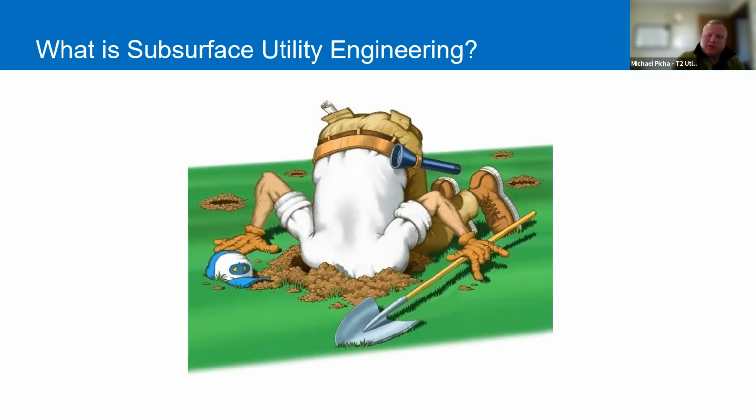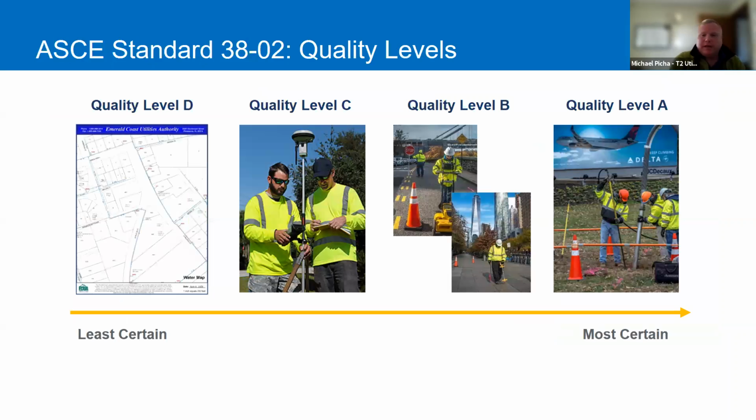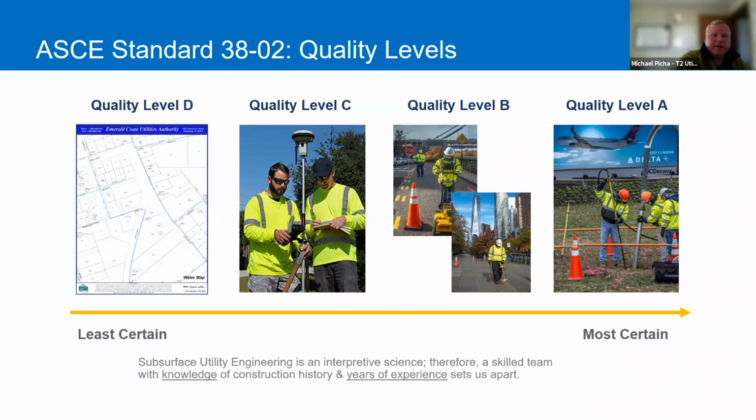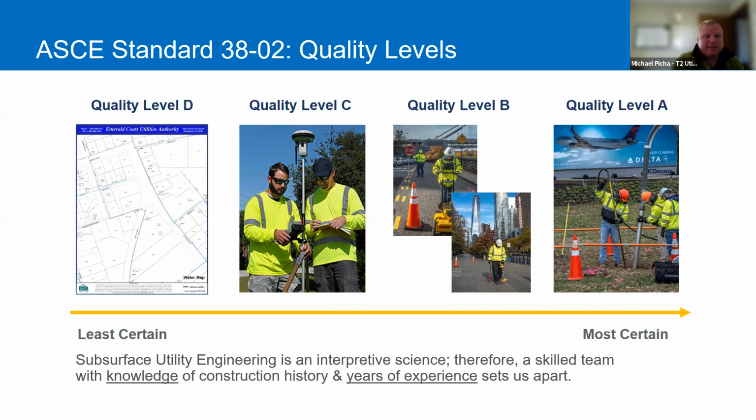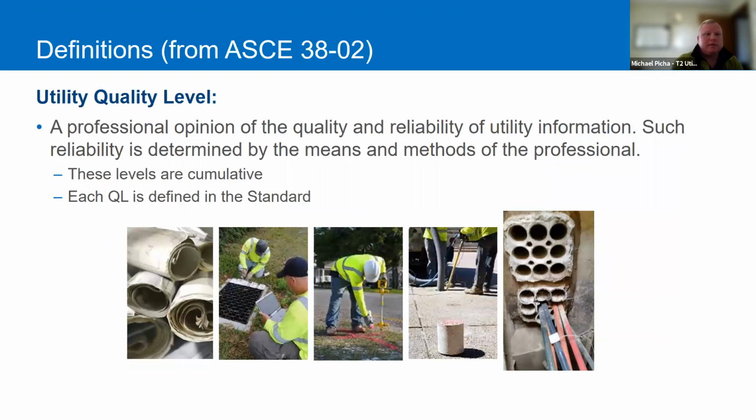So what is subsurface utility engineering? The standard breaks this down into four quality levels: quality level D, C, B, and A. It's kind of an interpretative science, so a skilled team with knowledge, construction history, and years of experience sets us apart for what we do. I'll go through each one of these to identify what exactly we're talking about.